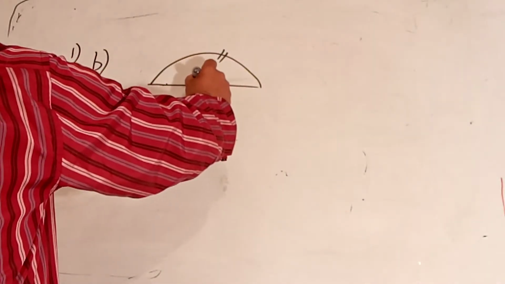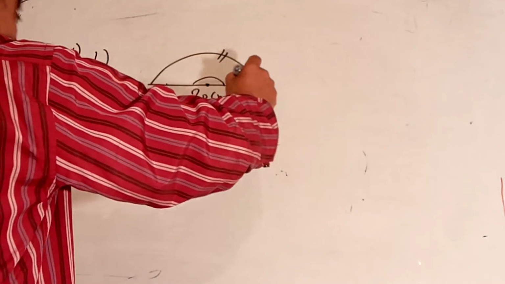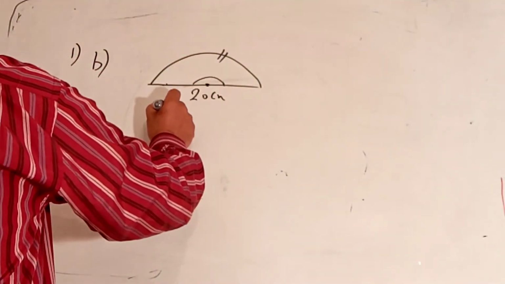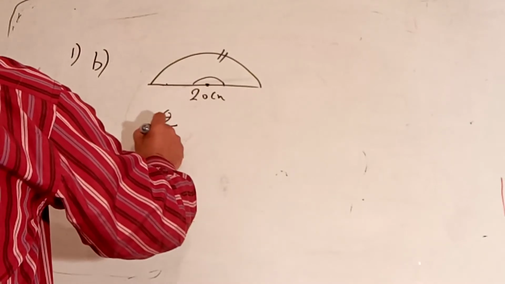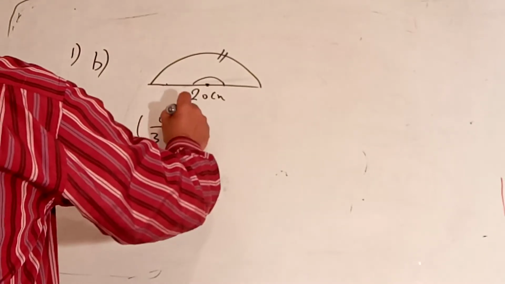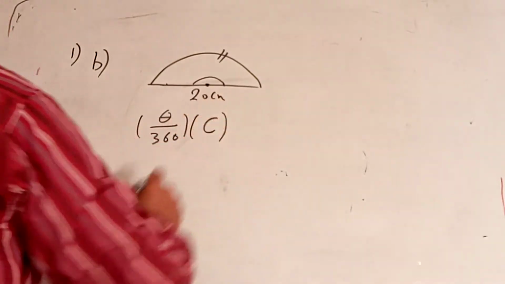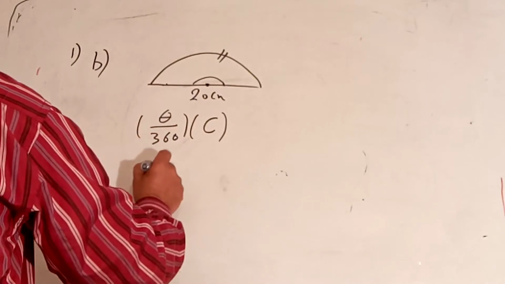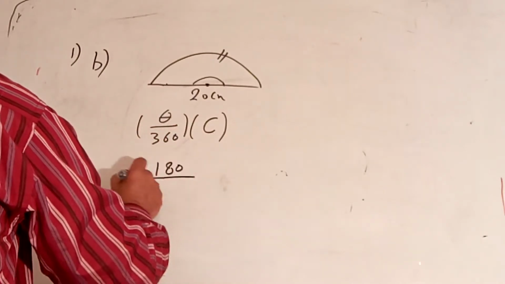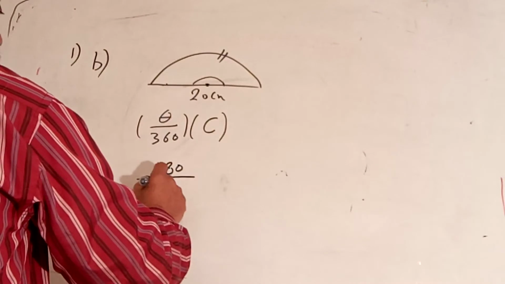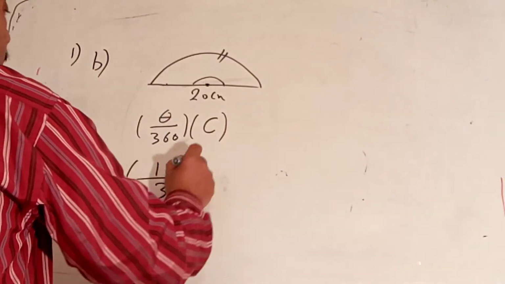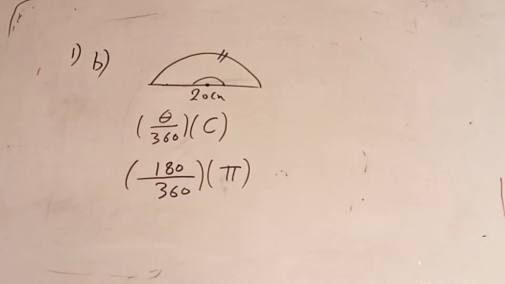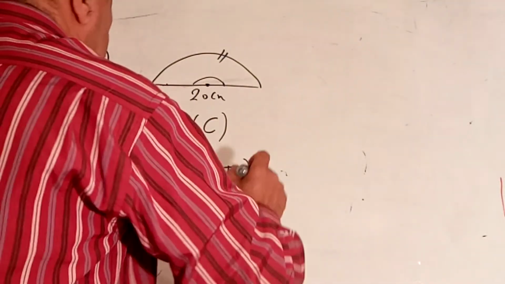Let's say this is the center, so it starts from here. It's 180. So it will be theta over 360 multiplied by the circumference of the circle, which is C. So it will be 180 divided by 360 multiplied by pi multiplied by d, the diameter. What's the diameter here? The diameter here is 20.